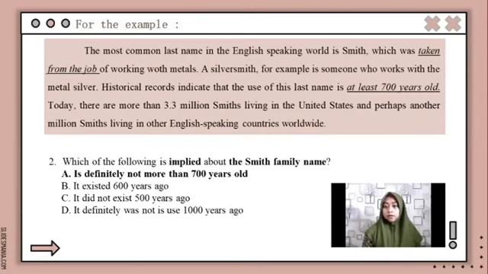The keyword for the question number 2 is the Smith family name, and the answer is A. Why? Because we can see in the third line of the text that historical records indicate that the use of this last name is at least 700 years old. So, the Smith family name is definitely not more than 700 years old.